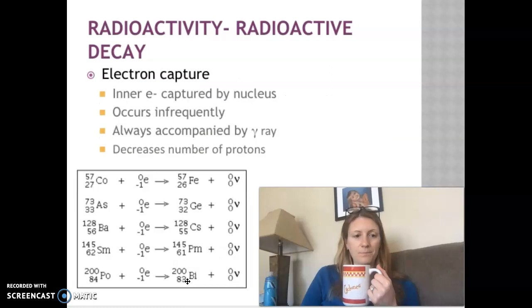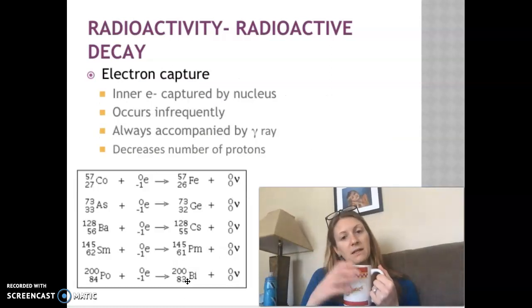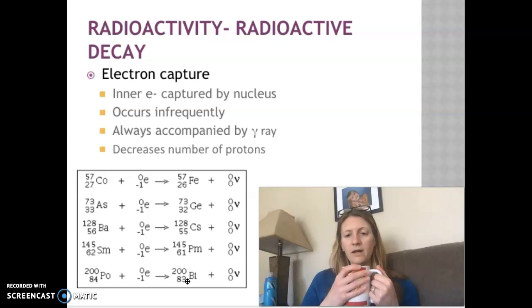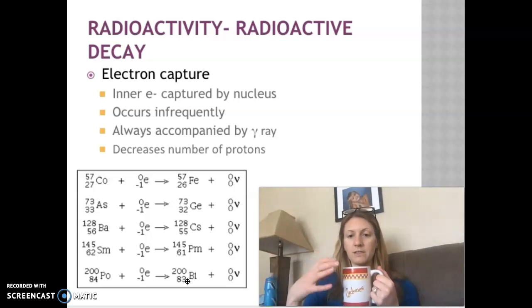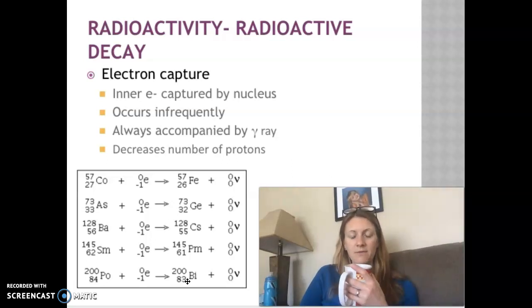The last one we're going to talk about is electron capture. And so you know you have your valence electrons and your core electrons. The core ones are really close to the nucleus, and sometimes those can fall into the nucleus. So that's when one of these inner electrons is captured by the nucleus. It doesn't happen very often, but because it is such a massive amount of energy involved, it will always be accompanied by a gamma ray, and it will decrease the number of protons. So the symbol is very similar to the beta decay, so 0, -1 e.